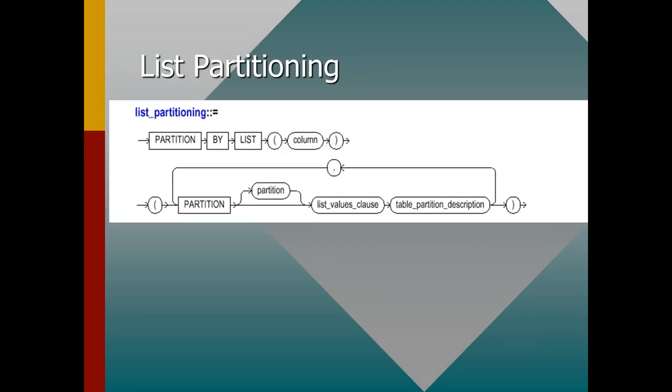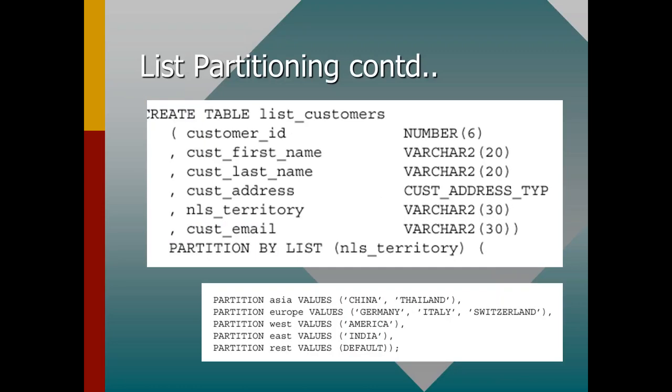Partition by list. This is the same as range, except this is for the varchar data type. So this is what you can see, when I say partition by list, we are using the NLS territory, and then we specify different NLS territories as a varchar 2. So you can see that each partition is set up with a detailed list of the type of data that can go in each partition. There is a default which can contain all the other areas that are not specified.